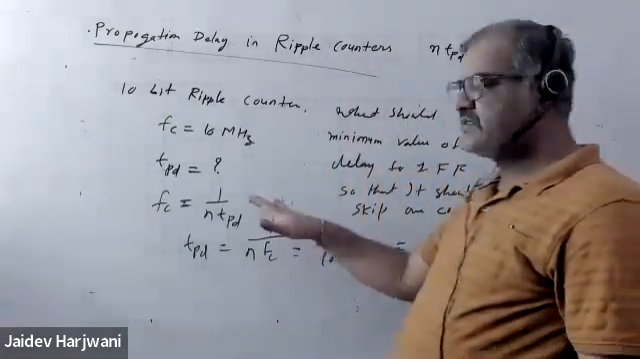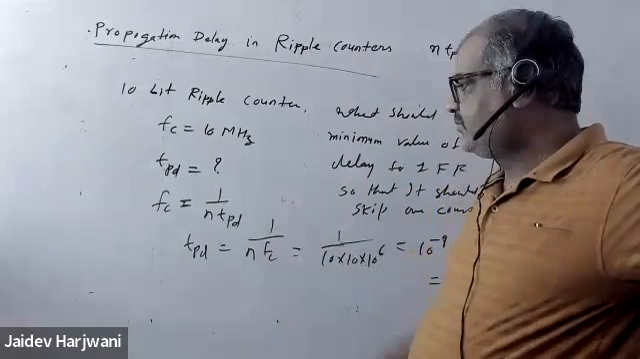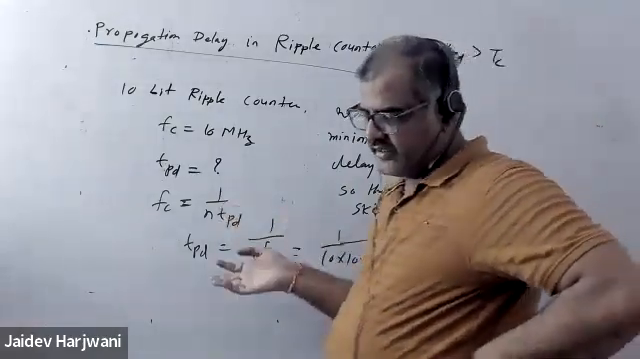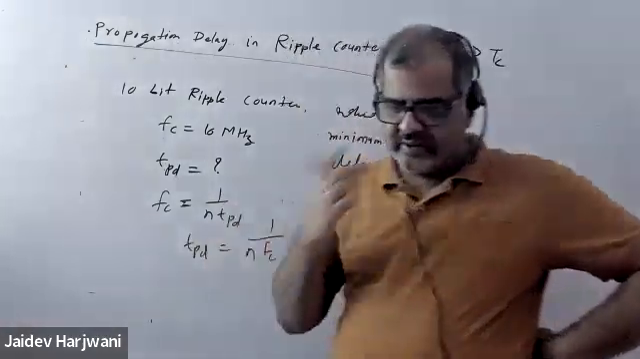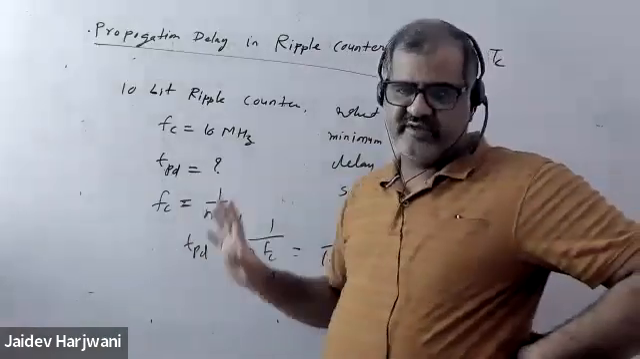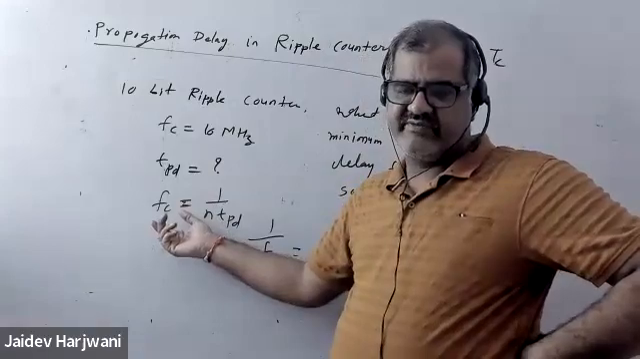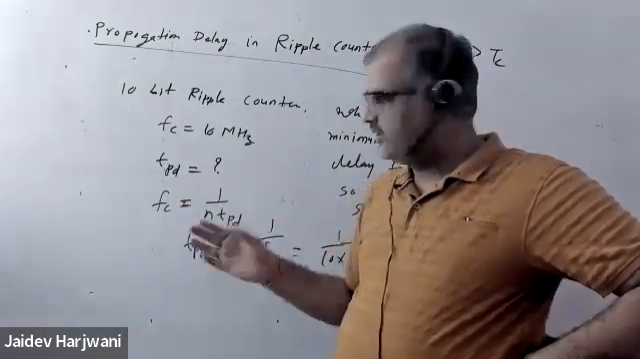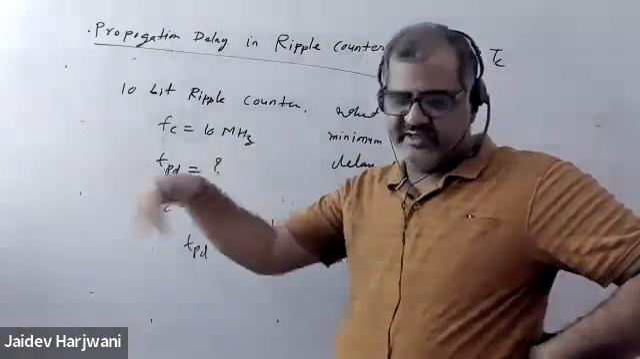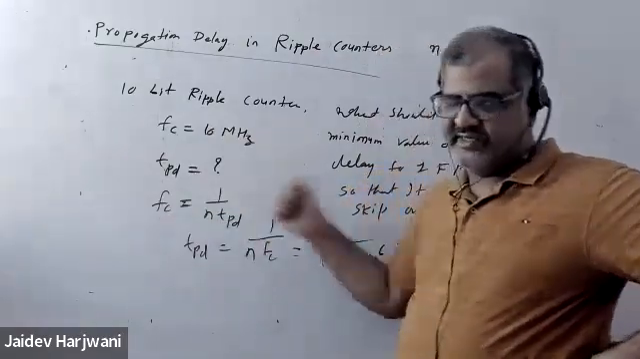So this formula is clear. The more the number of flip-flops, the more the delay. The more flip-flops, the more you have to reduce the frequency. If you have 3 flip-flops, you may have some maximum frequency. If you have 6 flip-flops, then the maximum frequency will keep on reducing as the number of bits of the ripple counter increases.